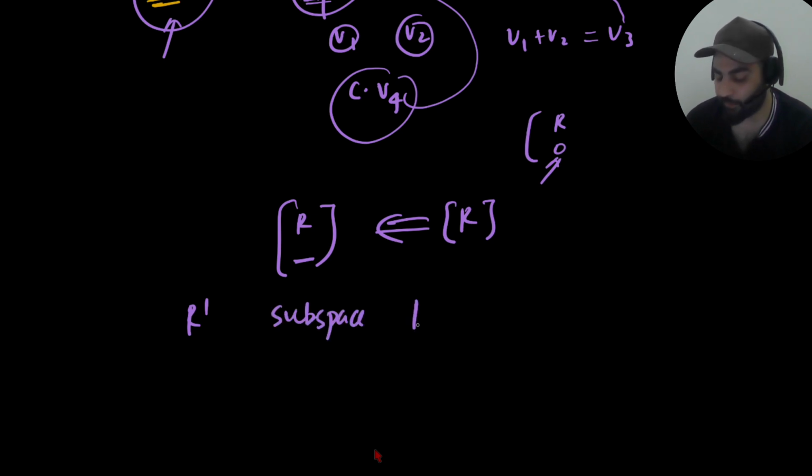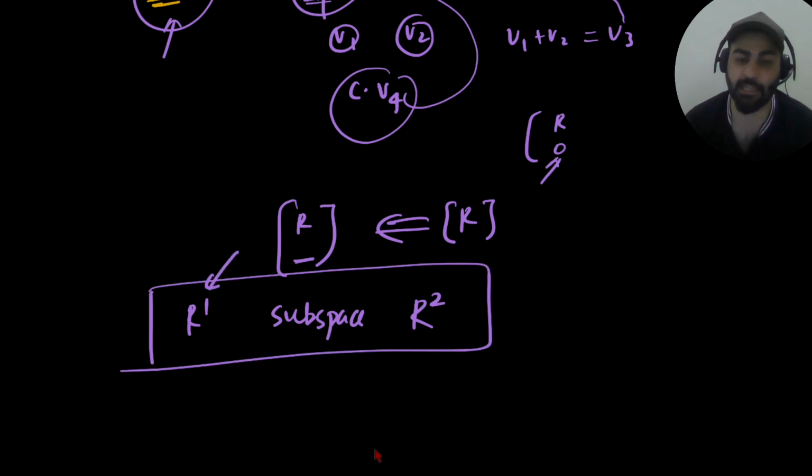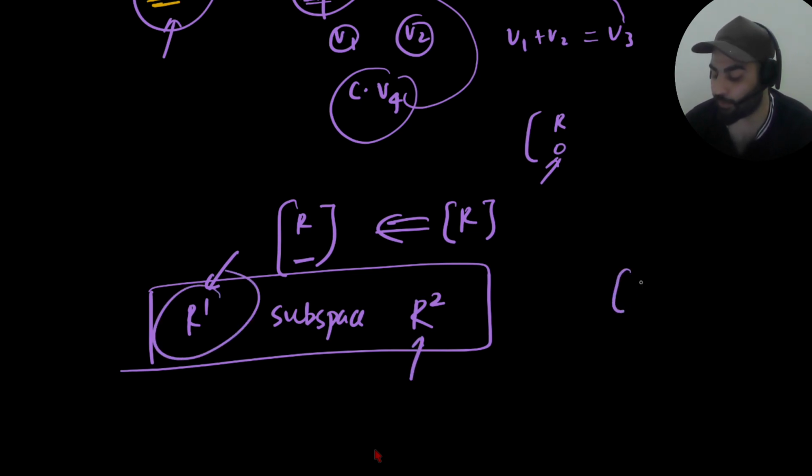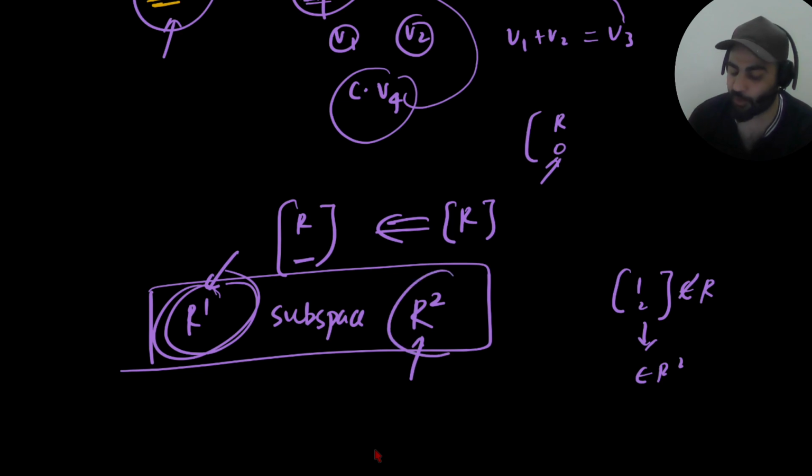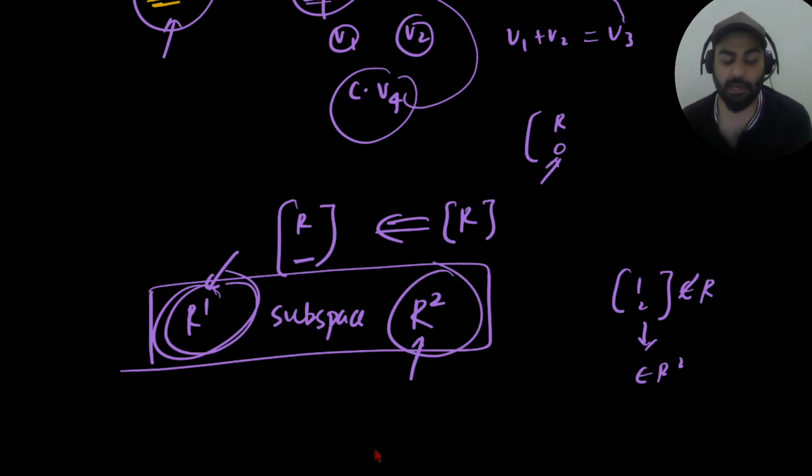So now we can call this R1 a subspace of R2, because R1 itself is a vector space, and this R2 is also a vector space, and this is a smaller vector space. A vector 1 2 does not belong to R, but it belongs to R2. So any vector that belongs to R1 also belongs to this R2. That's why we call it a subspace. So is the concept of subspace clear?